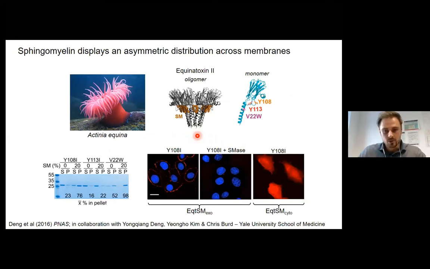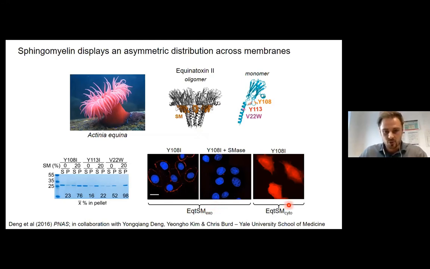Now, the group of Chris Bird from Yale University has engineered the equinotoxin in a way that it prevents its cytotoxicity and also enhances its specificity for sphingomyelin, really making it an ideal sphingomyelin recognizing probe for biological applications. They've used the probe, for instance, to stain exogenously for the sphingomyelin on the exoplasmic leaflet of intact cells, as you can see here in these two microscopy images.